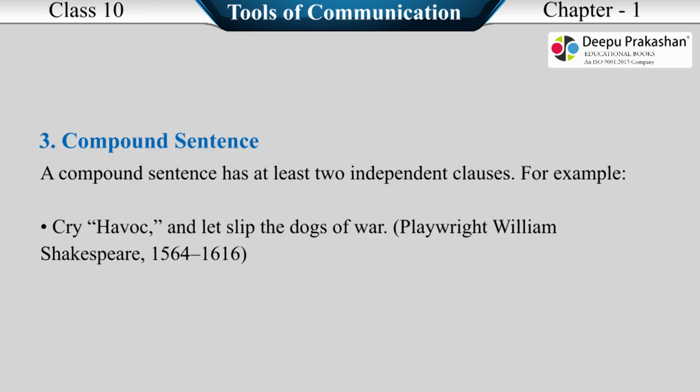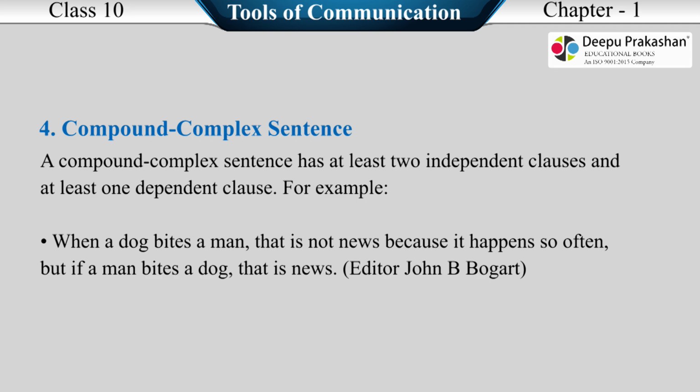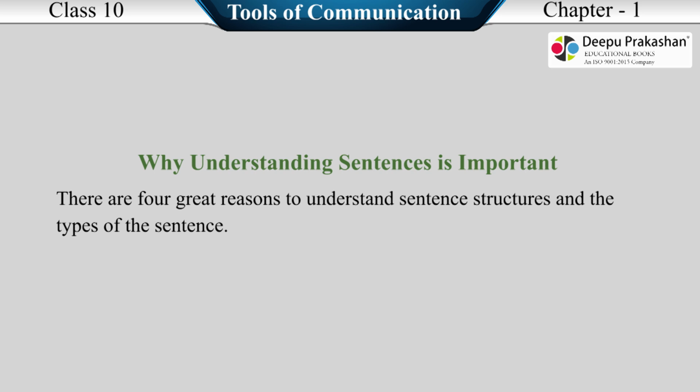3. Compound sentence. A compound sentence has at least 2 independent clauses. For example, cry, havoc, and let slip the dogs of war. Playwright William Shakespeare, 1564 to 1616. 4. Compound complex sentence. A compound complex sentence has at least 2 independent clauses and at least one dependent clause. For example, when a dog bites a man, that is not news because it happens so often, but if a man bites a dog, that is news. Editor John B. Bogart.